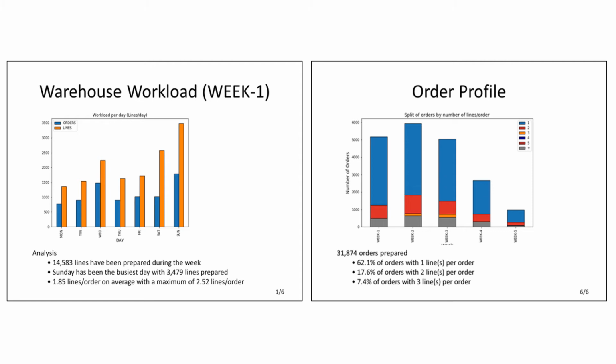Your script will have to build two types of slides. On the left are the slides showing the warehouse workload. It's a basic bar plot showing the number of orders and lines per day for each week. In total, you have 5 slides like this one. And on the right, you have the slides for the monthly analysis of the order profile. That's a stacked bar plot showing the split of orders by number of lines per order. You have only one slide like this one, and each of the bars is representing 1 week.